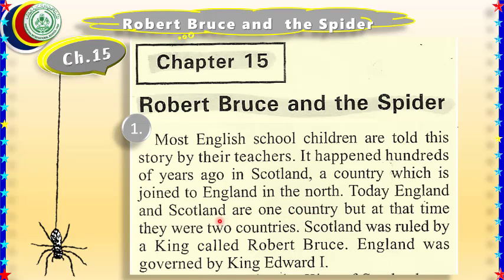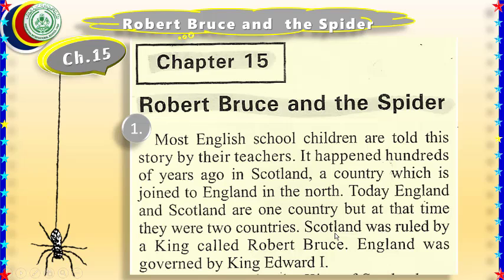Today, England and Scotland are one country, but at that time they were two countries. Scotland was ruled by a king called Robert Bruce. Who was Robert Bruce? Robert Bruce was the king of Scotland. England was governed by King Edward I. Who was the king of England at that time? King Edward I was the king of England.